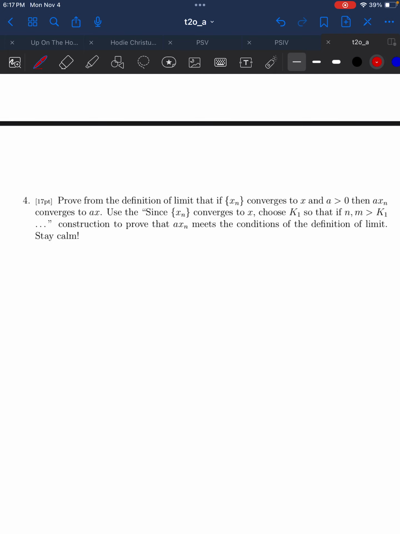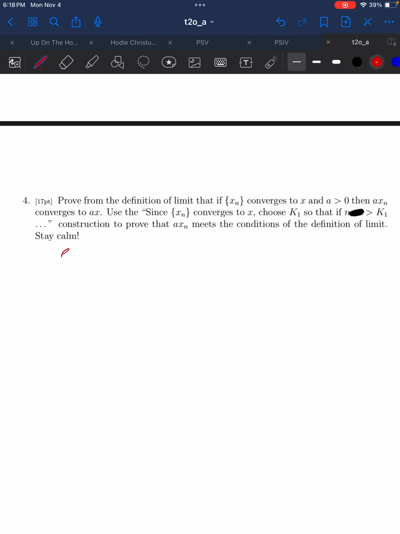Okay, 4 was one of the 17-point problems. I think it was the easiest. I will apologize for one thing that maybe made it harder. In here, I left an extra m that had nothing to do with the problem. And that may have thrown some people.